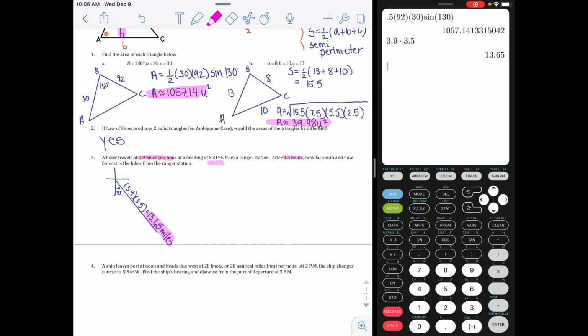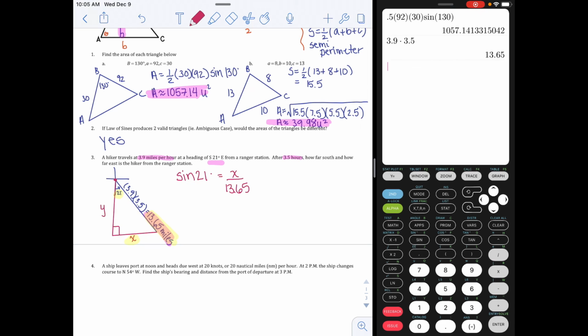And now they want to know how far south and how far east. So I want to know if he started here, how far south did he go and how far east did he go. So I'm going to label this Y, label this X. I have that 90 degrees in there. So from 21, because that's the only angle that we know, let's solve for X first. So I have X and I have the hypotenuse. So that is sine of 21 is opposite X over 13.65.